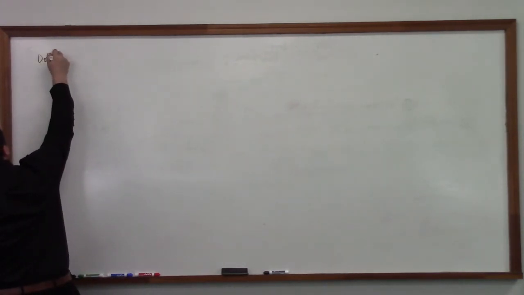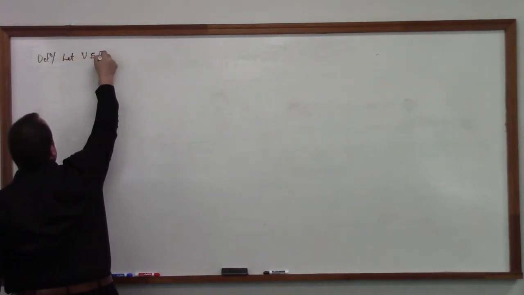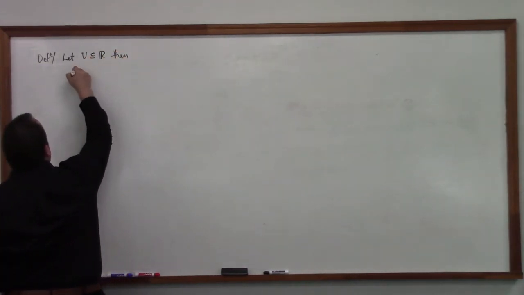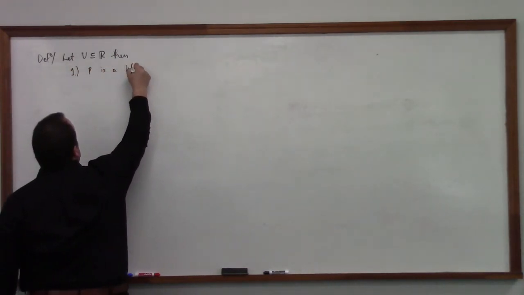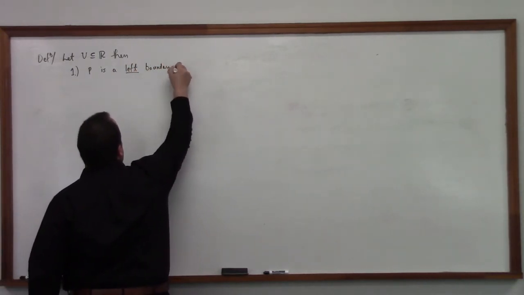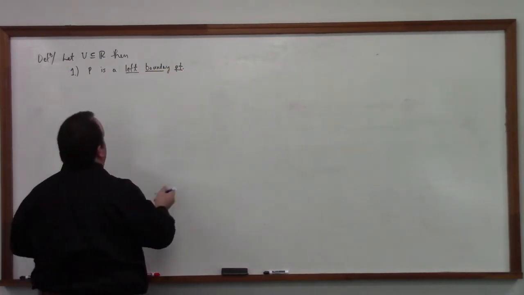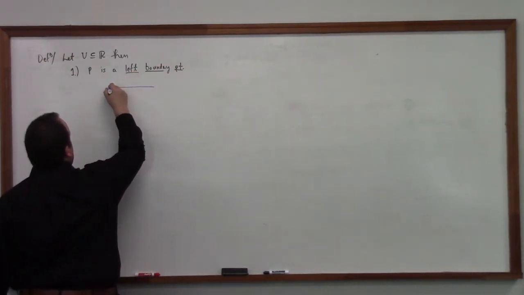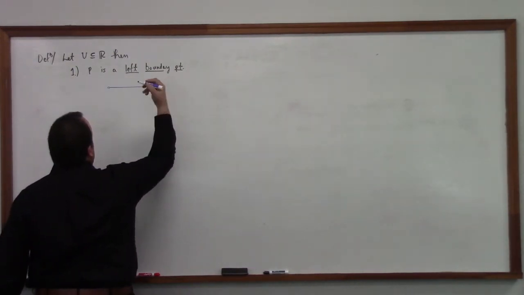Definition. Let U be a subset of the reals. Then 1, P is a left boundary point. Let me just draw a picture to illustrate what I mean by that. Maybe U looks like this, right?